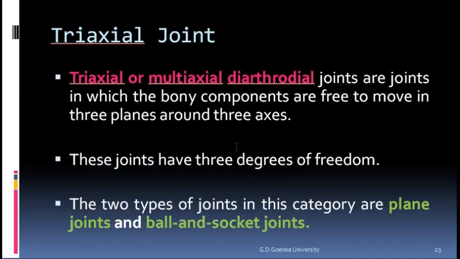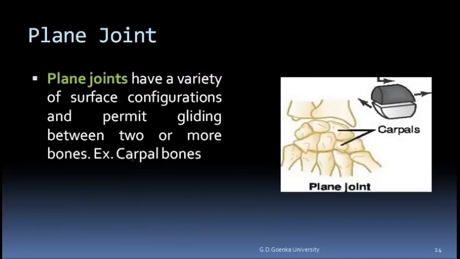Now coming to triaxial joints. Triaxial joint is also termed as multiaxial diarthrodial joints, in which the bony components are free to move in three planes around three axes. These joints have three degrees of freedom. The two types of joint in this category are plane joints and ball and socket joints. Plane joints have a variety of surface configurations and permit gliding between two or more bones. Example here, carpal bones. Here you can see the joints between these different carpals are plane joints.